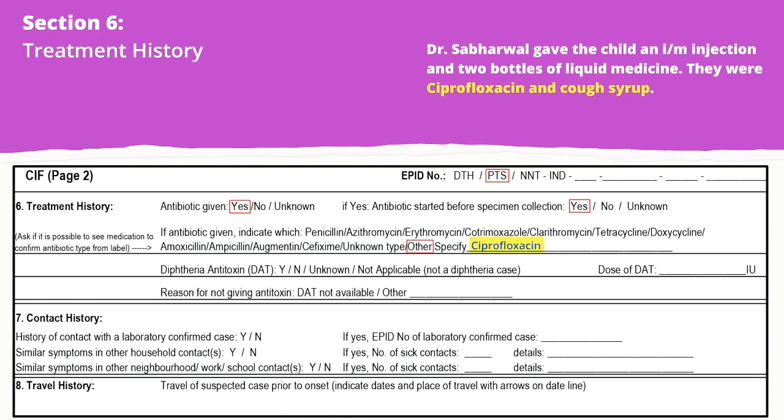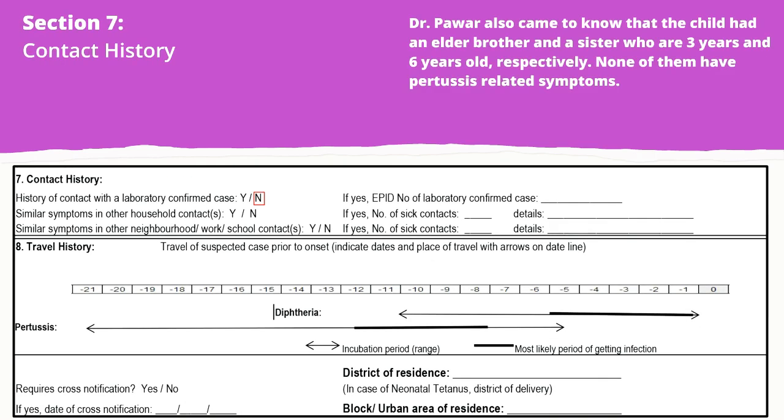Patient received antibiotics before the specimen collection. In diphtheria case, check for diphtheria antitoxin and its dose given to the patient. Depending on the disease severity, dose of diphtheria antitoxin can be 20,000 to 1 lakh IU. Mention the reason if it has not been given. The suspected case has no history of contact with the laboratory confirmed case.